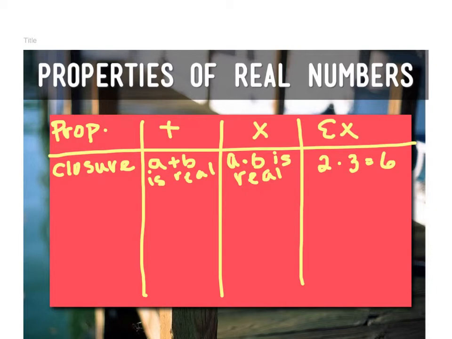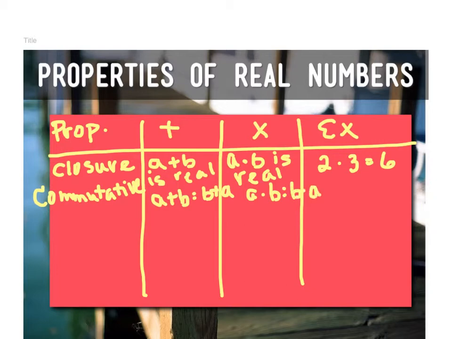The next one is commutative. And it's commutative. And it is A plus B equals B plus A. Or we can do A times B equals B times A. And an example would be like 3 times 2 is the same thing as 2 times 3.